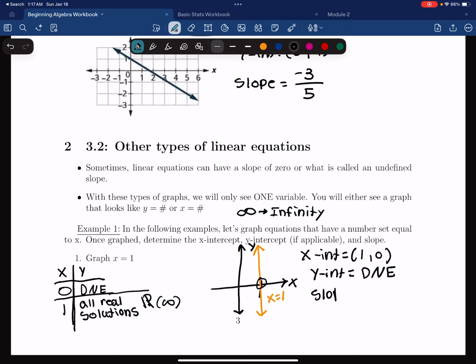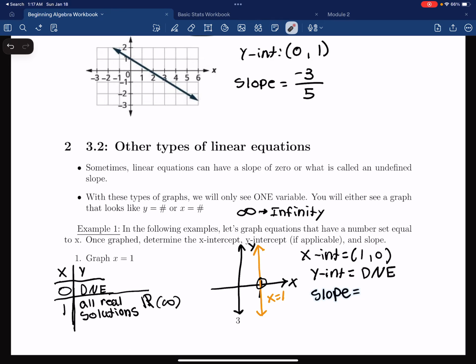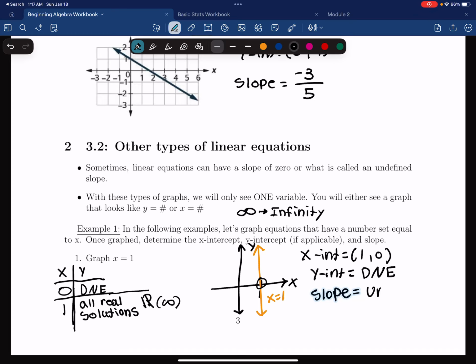And then for our slope, whenever you have a vertical line like this that goes straight up and down, your slope is called undefined. Sometimes in textbooks and other places, you can see undefined abbreviated as UND. That's not a V, that's a U, by the way. There you go, that looks a little bit better. UND. Okay, so that's our answer.